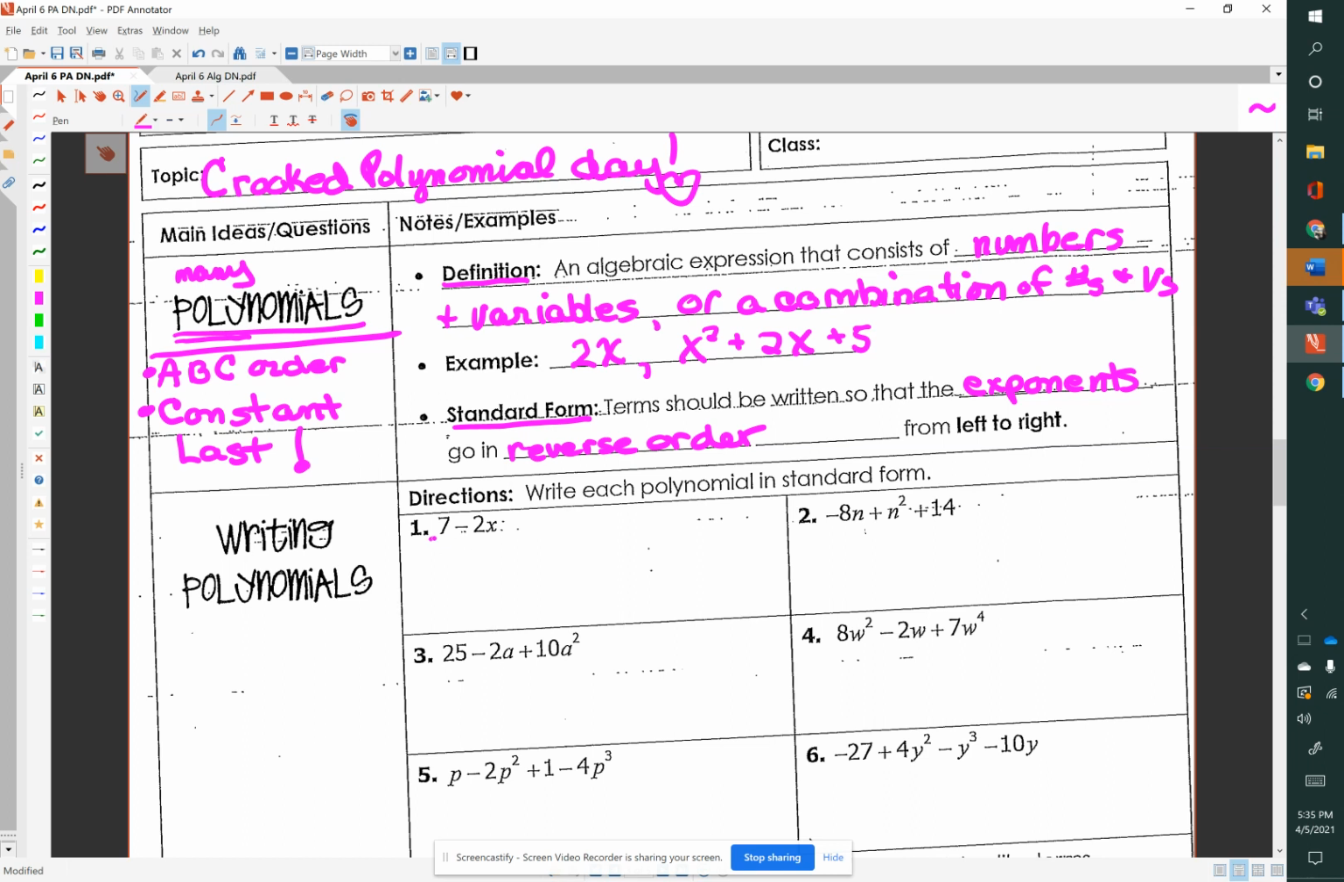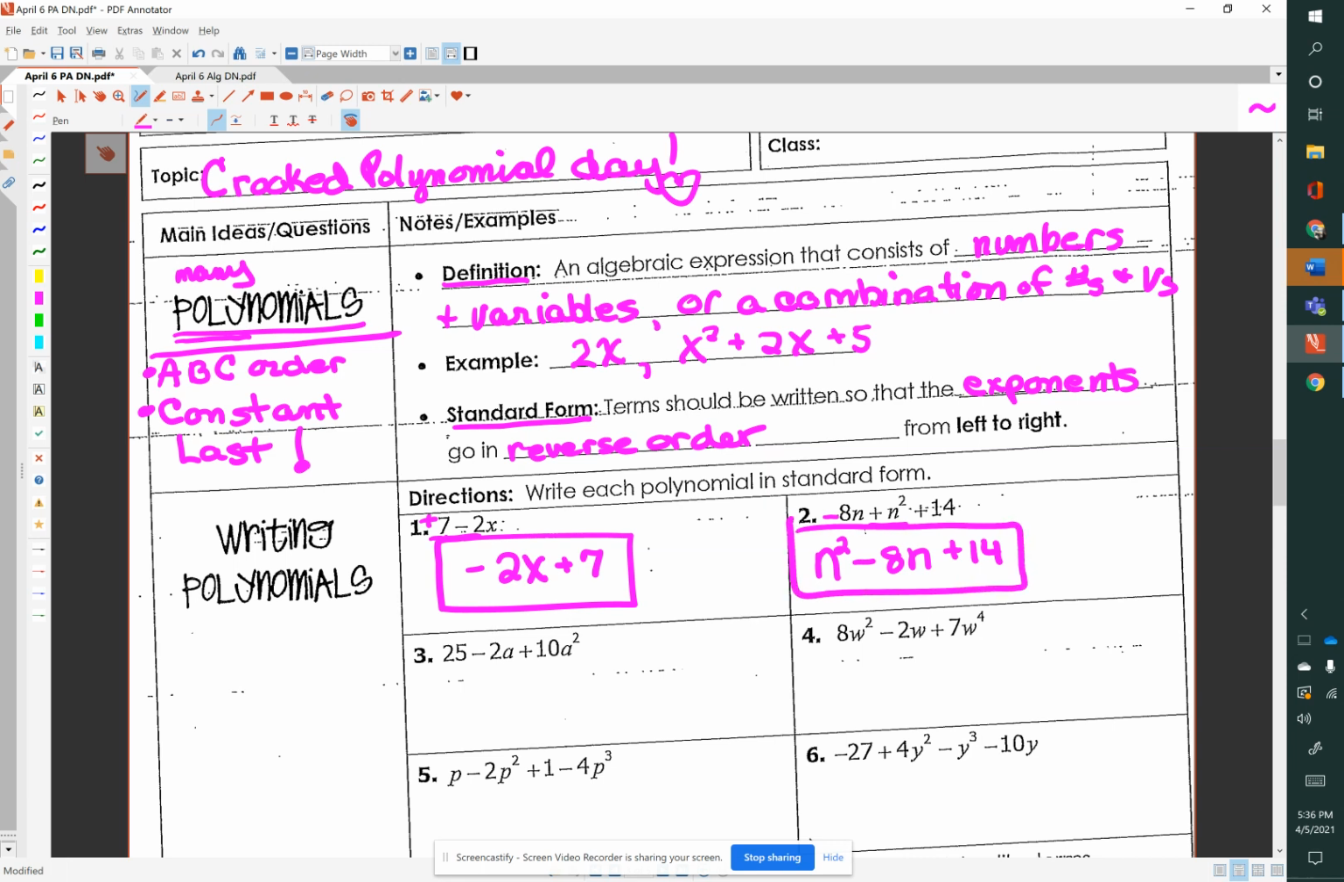So I said that the constant will go last. 7 is the constant. So I would write this negative 2x. Now, we have an invisible positive sign in front of the 7. So negative 2x plus 7. Number 2, we do the exponents in reverse order, so we have to put the n squared first. When we have a positive variable or a number first, we don't have to put the positive sign. That can become an invisible positive sign. But we do have minus 8n and then plus 14. And that's the correct way to write that polynomial.